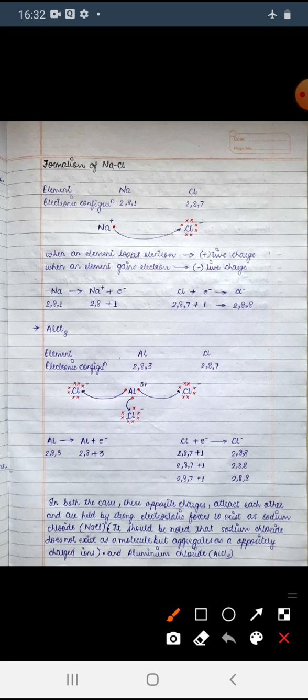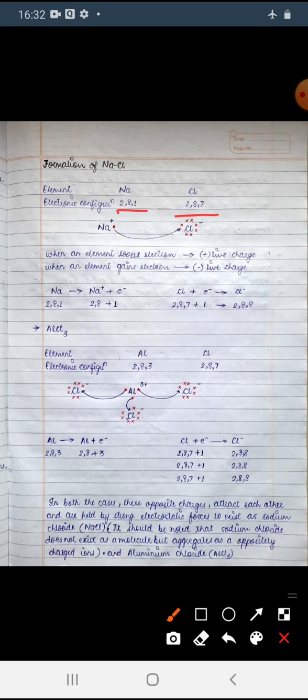Sodium is a metal. Here we have written the elements, that is sodium and chlorine. So the electronic configuration of sodium is 2, 8, 1, while the electronic configuration of chlorine is 2, 8, 7. In the valence shell, sodium has 1 electron while chlorine has 7 electrons. Okay, see here we have denoted only the valence electrons. Sodium has 1 electron in the outermost shell while chlorine has 7 electrons in the outermost shell.